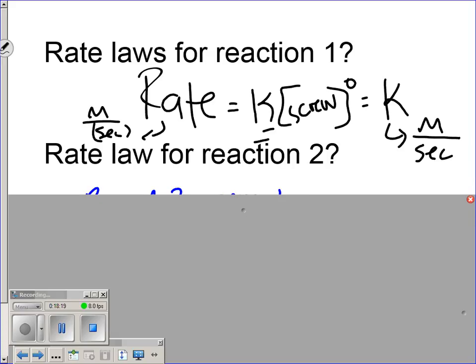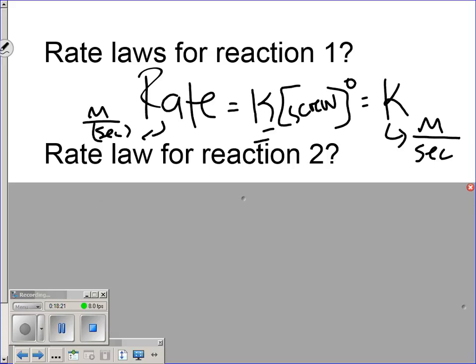Okay, so what would be the rate law for reaction 2? Rate is equal to K times concentration of screws to the first power. Okay, this is concentration of screws, which we're going to call molarity. I know that's not a solution, but solution of screws, okay? Molarity, so what would the units for K be?